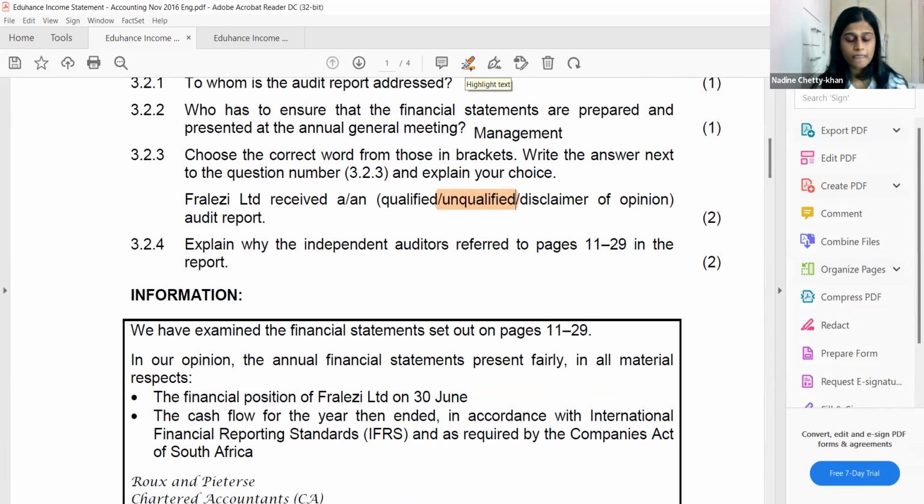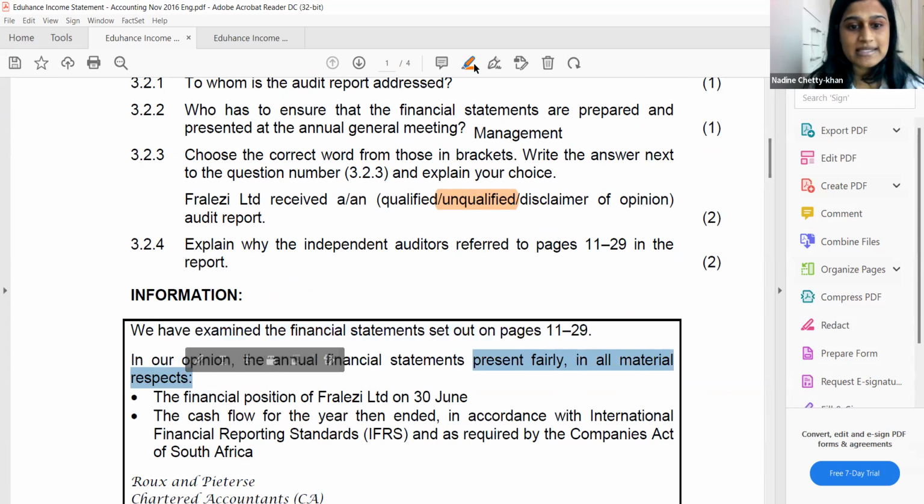An unqualified report, the key words you're going to look for in the report to show that it's unqualified, is that they present fairly in all material respects. So basically, an unqualified report from the auditor is a report that says that the auditors have not picked up any issues in the financial statements. Everything is represented quite fairly in all material aspects. Okay, so that's the best report that you can get.